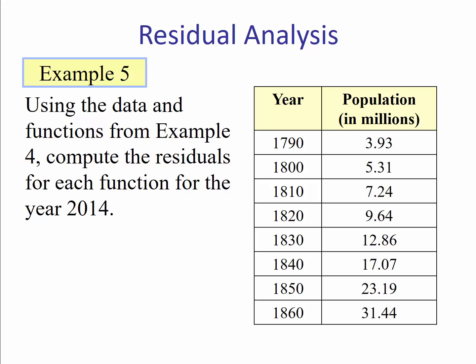Using the data and functions from example 4, compute the residuals for each function for the year 2014. Our first step for this problem, we need to compute what is t, and t is the number of years since 1790. So if we take 2014 and subtract 1790, t is 224. In order to compute the residual, we need to know what is the observed population for the year 2014, or for the year t equals 224.